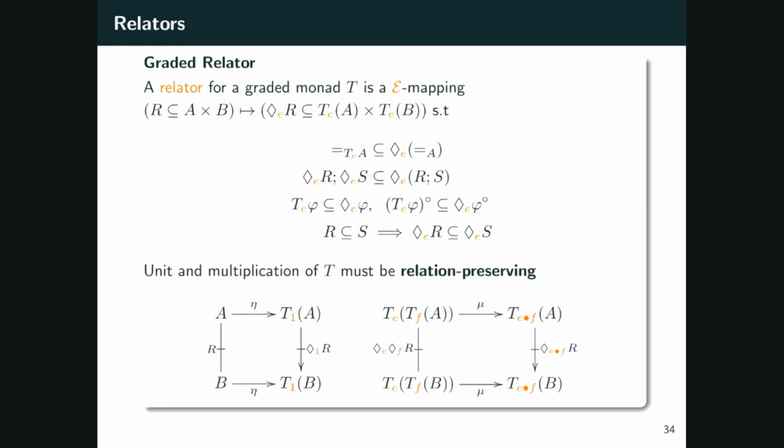So for instance, if we look at the one for the unit of the monad, this just states that if two elements A and B are related by R, then eta of A and eta of B must be related by the lifting of R according to the trivial effect one. And a similar reading holds for the multiplication of the monad.